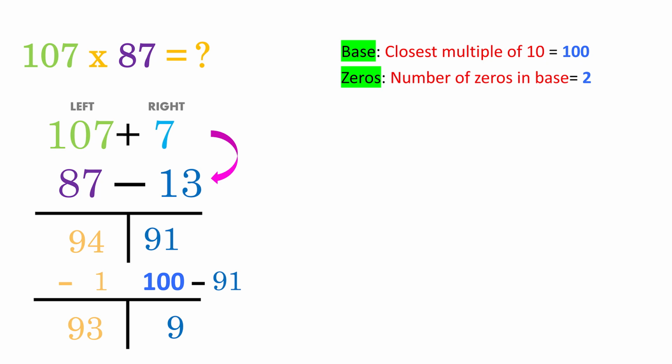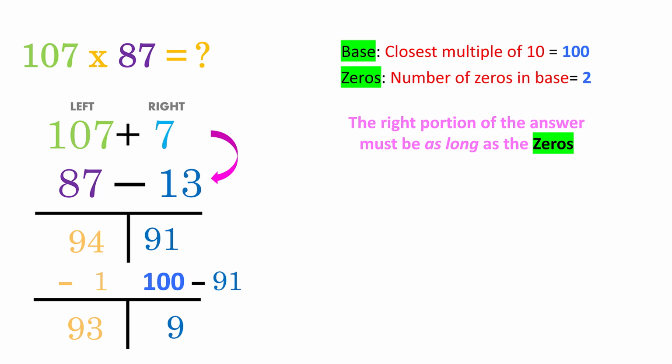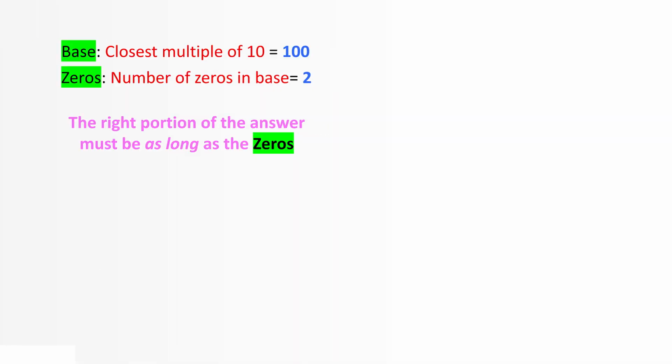So since we can't add a 0 to the right of 9, because that will make it a 90, and that's a completely different number, you add it to the left. Now, the right portion of the answer must be as long as the zeros. So you add it to the left, and that should give you the same number, 0, 9, and 9, but it changes the answer as a whole. So now the answer is 9,303, which is correct. And that's the only extra thing you need to know.